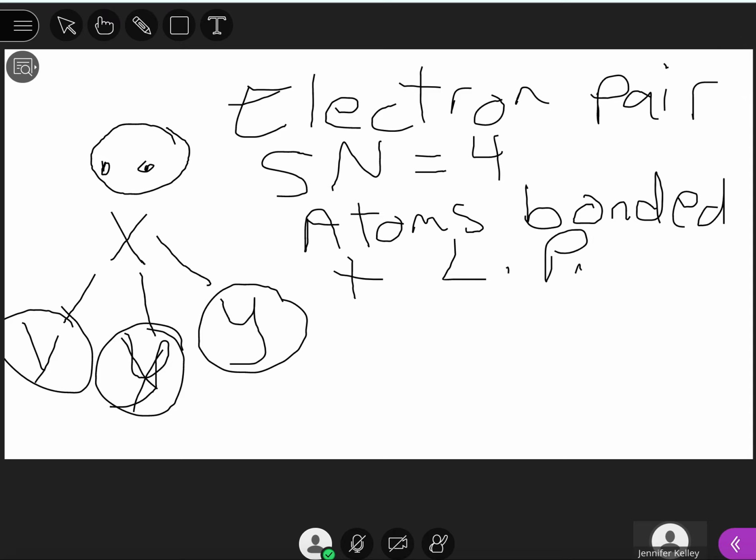All right. So if I was to do this and look at it, and I'm looking at electron pair geometry, then I'm going to talk about where this electron pair is in space. So I would say that was tetrahedral.